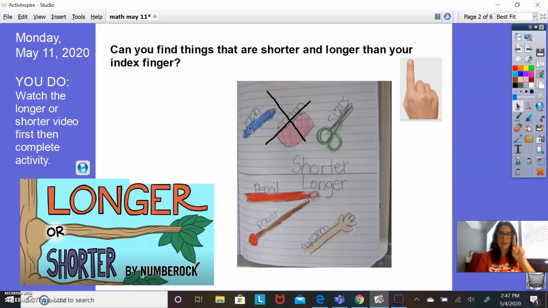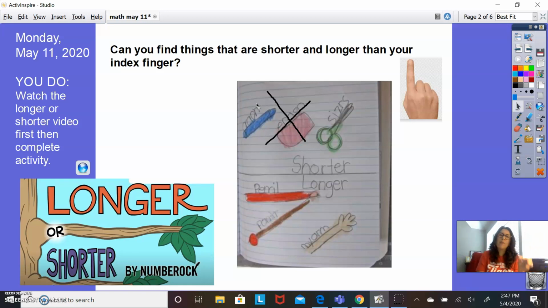So I want you to find some things that are shorter than your index finger. If I'm looking around here trying to find something shorter than my index finger, I found a hairpin. You see it? If I put my finger and this hair clip, you see how I'm starting right from where my finger starts to the end? Is my hair clip shorter than my index finger? It is, isn't it? So then I could draw in this top portion, where I'm going to have it labeled shorter, my hairpin. I can draw it, and then I'm going to write hairpin, or some people call this a bobby pin.